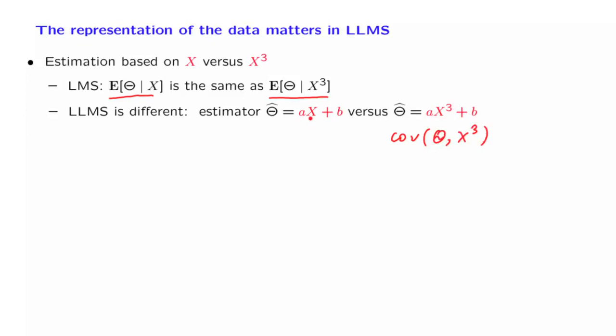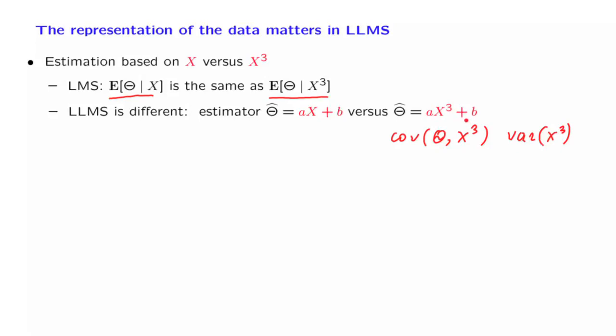In addition, the formula requires the variance of x, but here instead of x we're using x cubed, so in this case we would need the variance of x cubed. Now, this could be more challenging. In general, the higher the powers that you have, the more difficult these quantities are to calculate or to know what they are. But leaving that issue aside, what we have here is two alternative choices for the structure of the estimator that we are using.